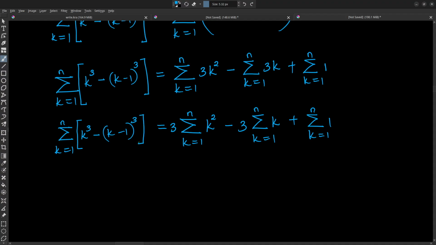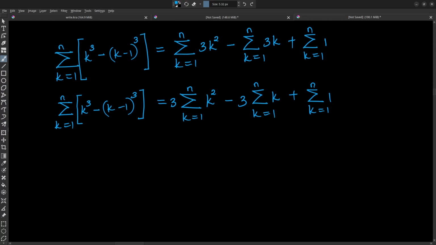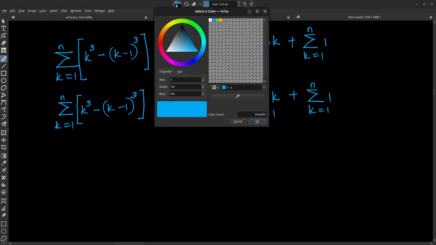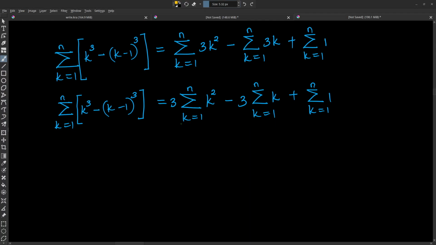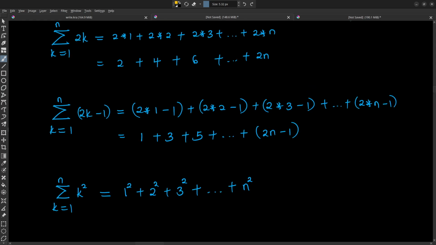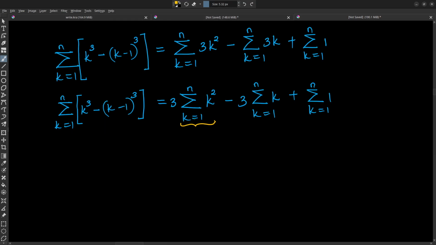Okay, so now I want you to notice something here. Let me change the color. In fact, you see this summation of k squared here. Is that not what we are interested in? Remember, it's the summation from k equals 1 all the way to n of k squared. And we are summing, so this is identical to 1 squared plus 2 squared all the way to n squared. And that is our interest, right? So that's something to note. This is what we are interested in.